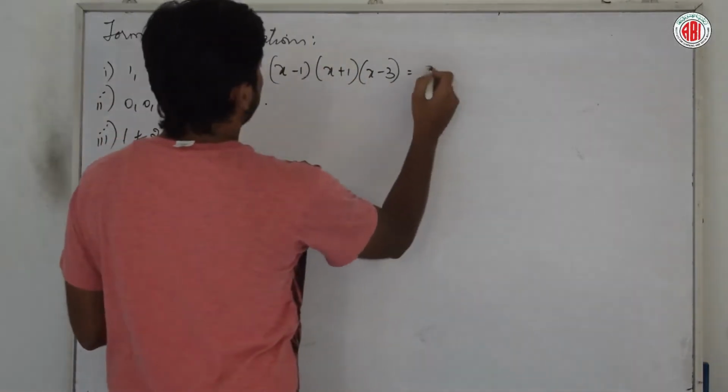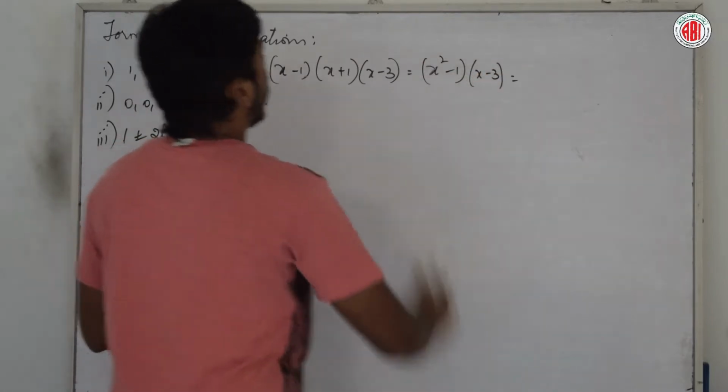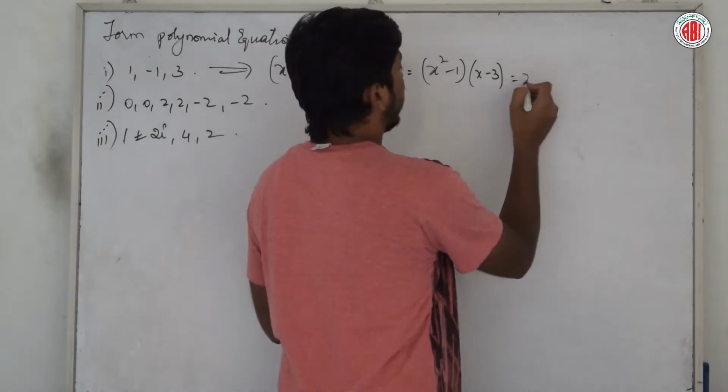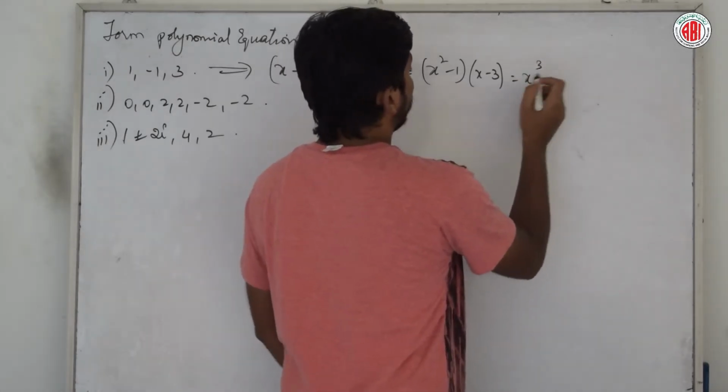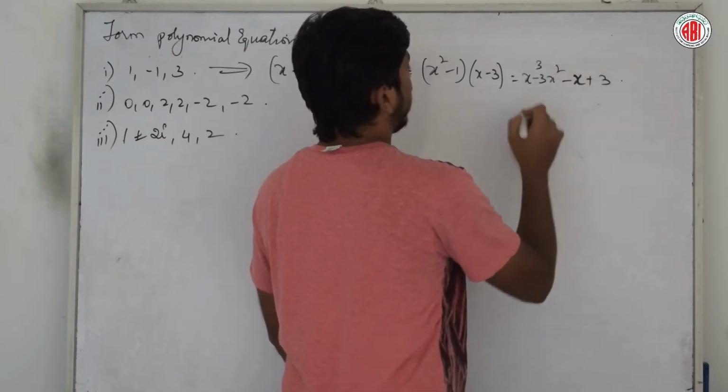x minus 1 into x plus 1 is x square minus 1, into x minus 3. If I multiply this, what do I get? x cube minus 3x square minus x plus 3. That's it.